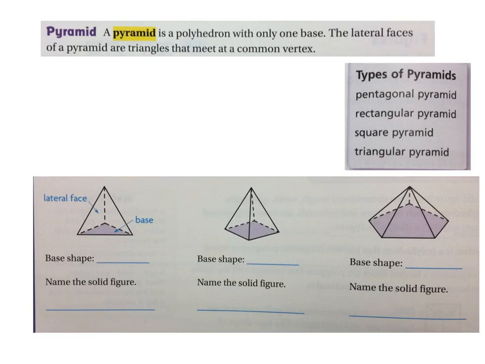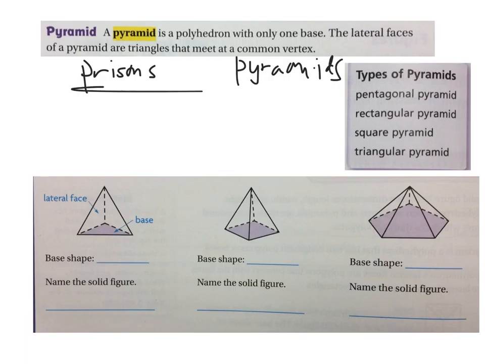What are some differences between pyramids and prisms? Like if we made a T-chart, which you can do right now in your notebook, what are some differences between prisms and pyramids? Neha? Well, pyramids only have one base. Oh, pyramids have one base, and prisms have two bases. Okay.